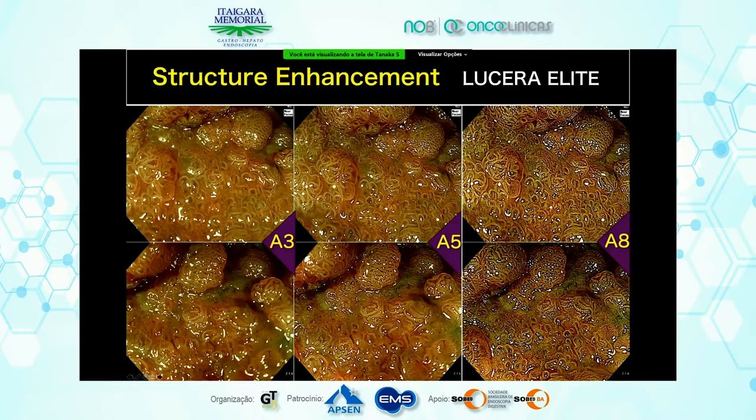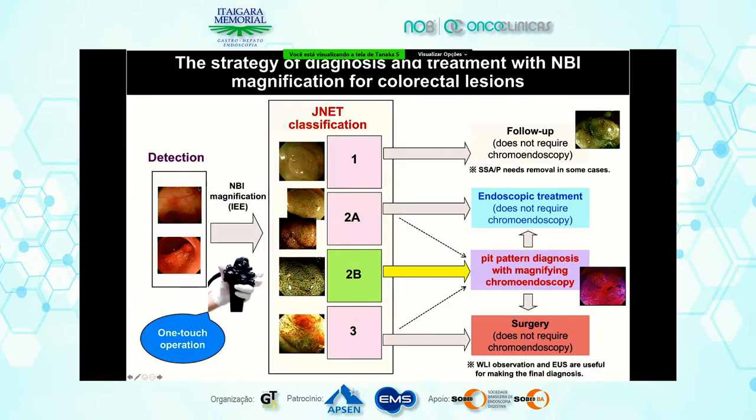So, in short summary, when we detect a lesion, we should do NBI magnification, and we diagnose the JNet classification. If the lesion is type 1, mainly hyperplasia, follow-up is okay. But SSAP needs removal in some cases, for example, more than 10 millimeters or accompanied by cytological dysplasia.